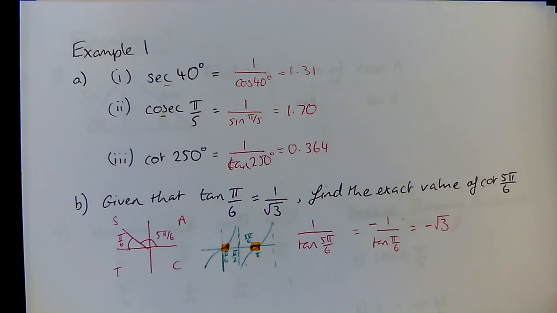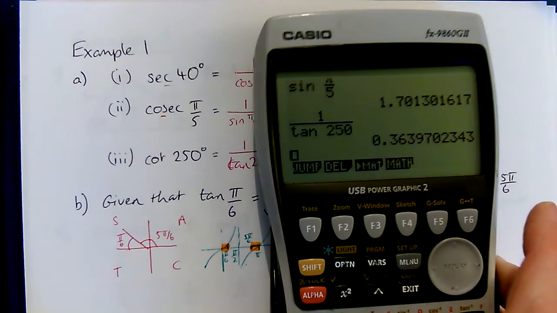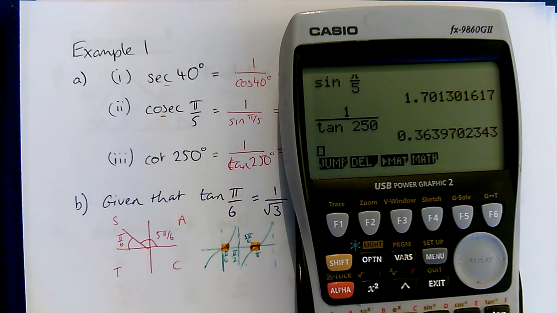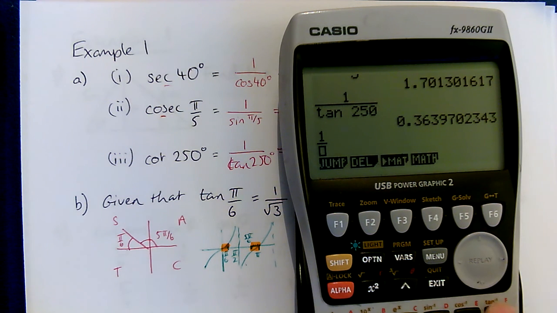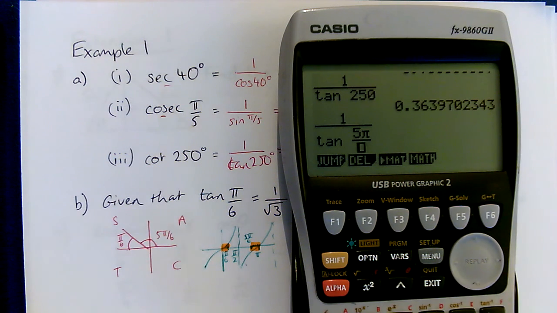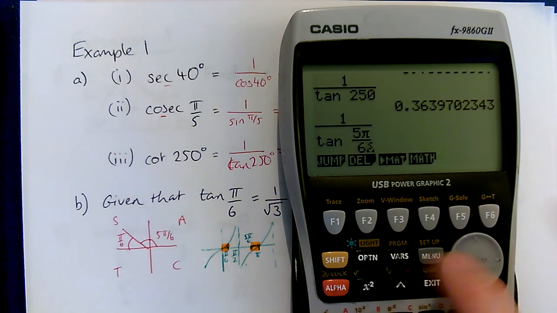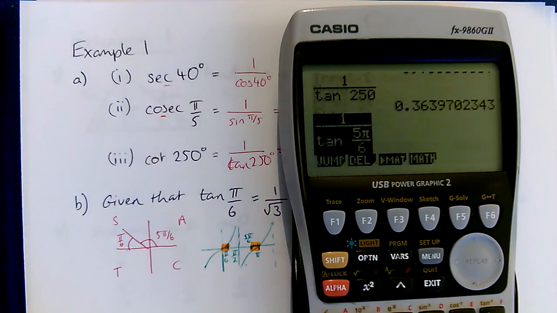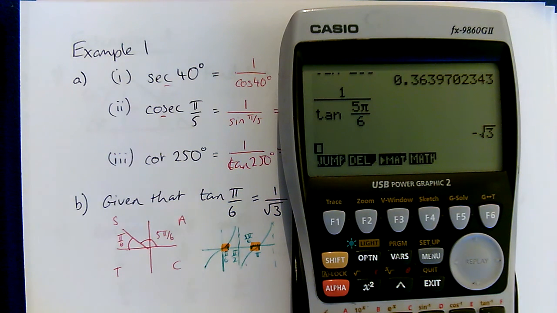And let's have a look at your marvellous calculators. So this time I want to do 1 over tan of 5 pi over 6. Now before I press go, I'm going to just check. I was in degrees, I need to be back in radians, and now I can execute, and it gives me it exactly. But older calculators can't give you it exactly.